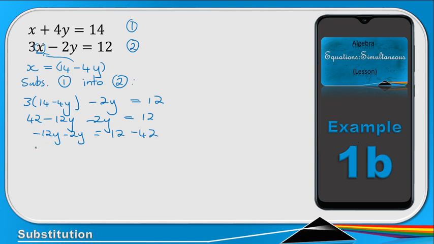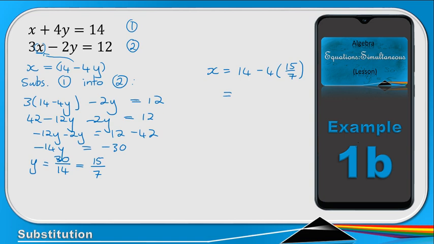So this is −14y = −30, and y then is equal to 30 over 14. The negatives cancel. We simplify it by just dividing both sides by 2, so that's 15 over 7. Right, now to get the x value, I'm just going to use this part over here. So x is equal to 14 − 4, and then substitute in the y value as 15 over 7.